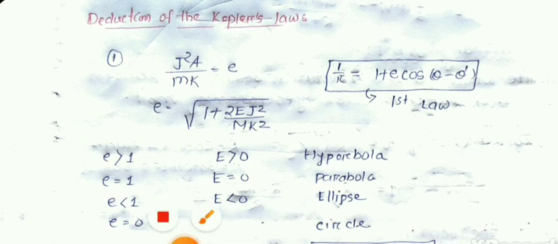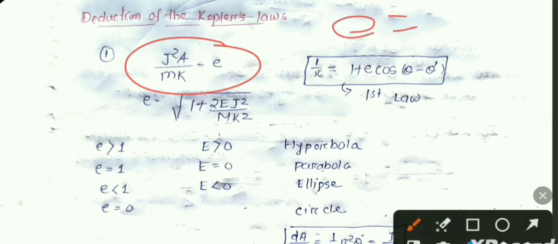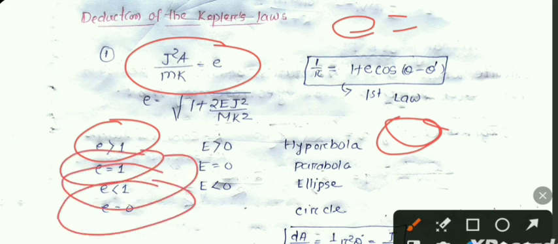Now we are going to discuss the direction of the force. That is j square divided by mk is equal to e. Here e is the eccentricity. By knowing the value of the eccentricity, we can know the conic section. Conic section means the type of figures that can be obtained by drawing on the graph. If eccentricity is greater than 1, equal to 1, less than 1, or equal to 0.